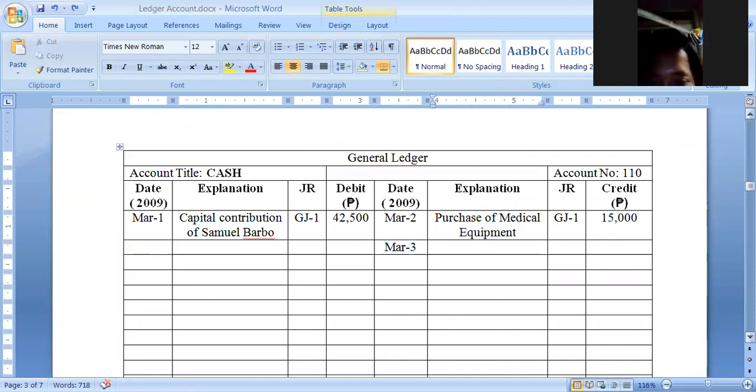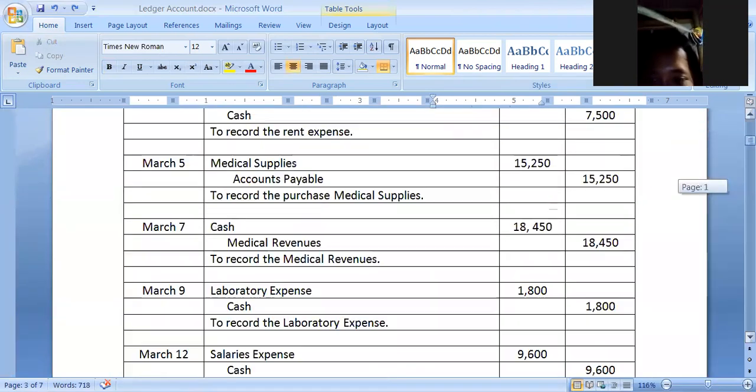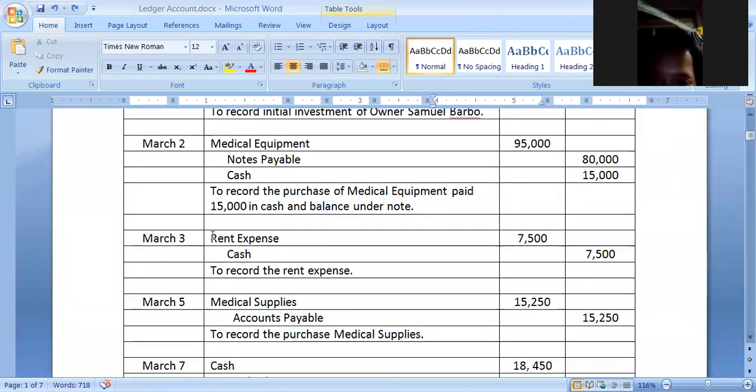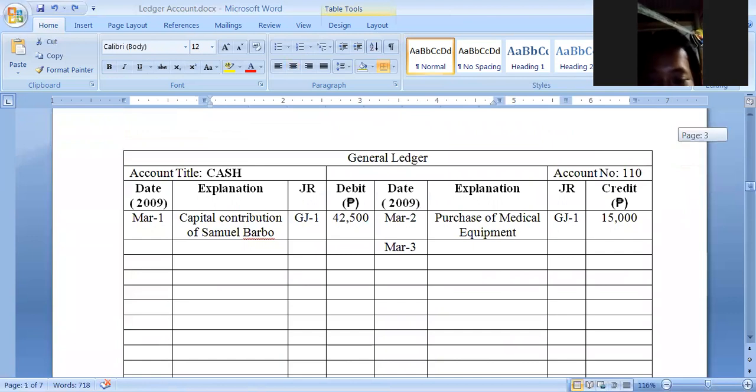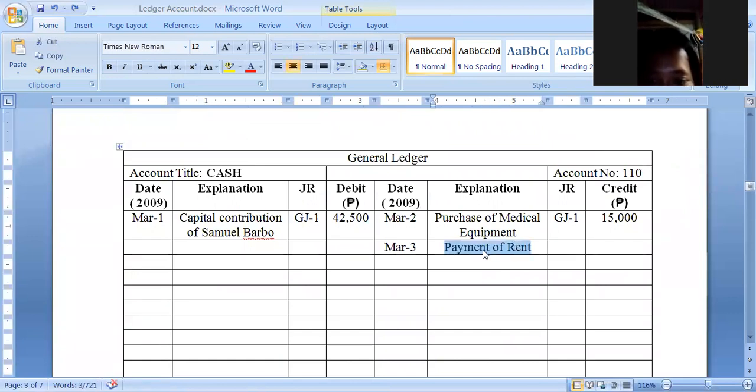March 3. Let's go back to journal entry. Our cash here is credited 7,500. Let's go back to ledger account. It is the payment of rent. General journal page 1. Credited 7,500.